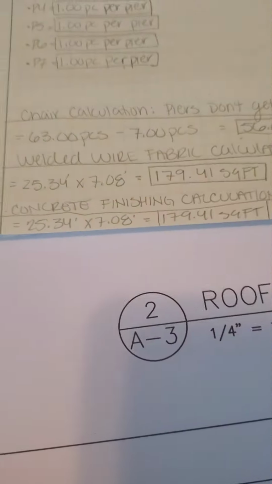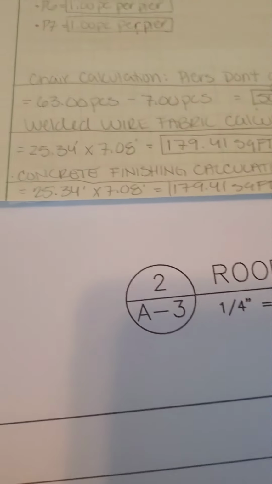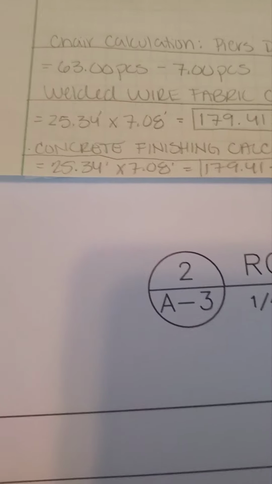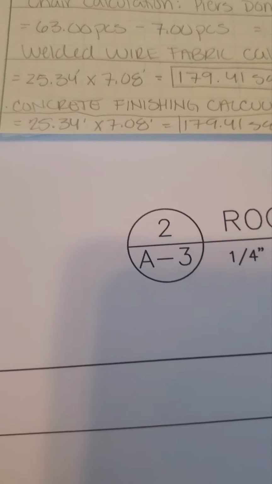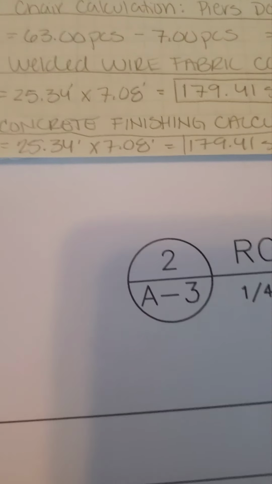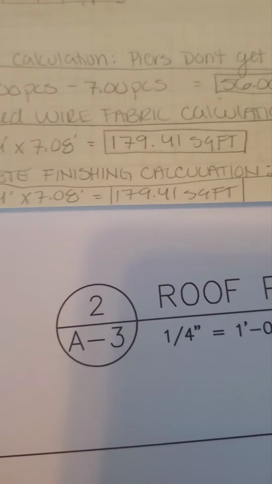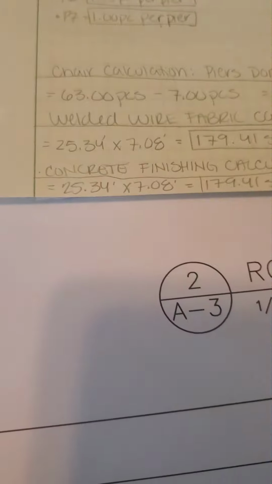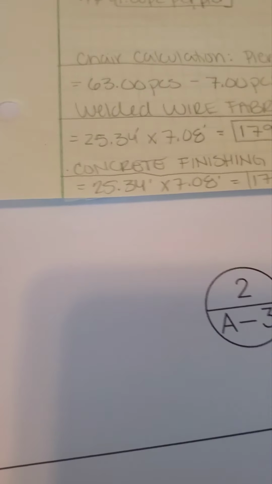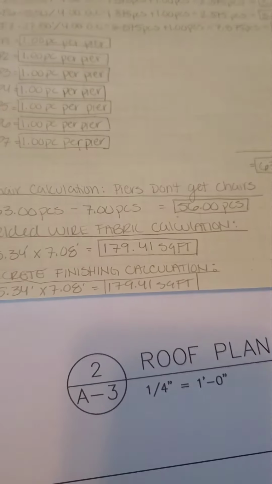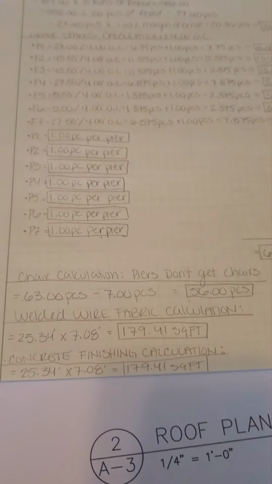For your welded wire fabric, you already know that the length and width of your concrete slab is 25.34 and 7.08, because that's what we calculated for your front porch slab. And that's going to give you the area of square footage that you need to cover for your welded wire fabric. And then your finishing is just going to be that exact same number. So very simple. Once you get to the bottom of that, that completes your Division 3 for your final project.